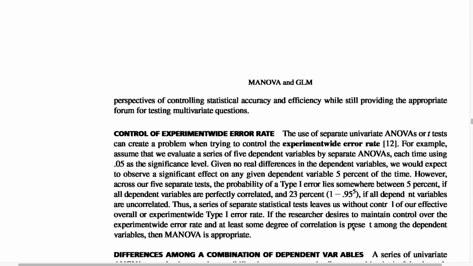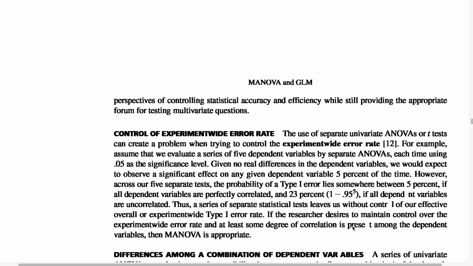Control of experiment-wide error rate. The use of separate univariate ANOVAs or t-tests can create a problem when trying to control the experiment-wide error rate. For example, assume that we evaluate a series of 5 dependent variables by separate ANOVAs, each time using 0.05 as the significance level. Given no real differences in the dependent variables, we would expect to observe a significant effect on any given independent variable 5% of the time.